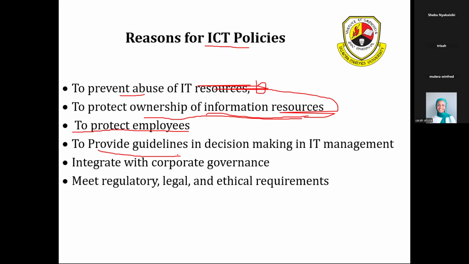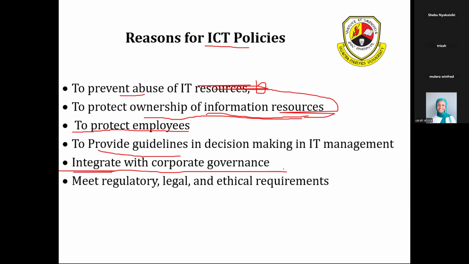For as long as you're going to touch that piece of equipment, you're going to use that network that belongs to the organization, you're going to use that printer, whatever it is, the policy is a guideline for every single individual. It integrates corporate governance.